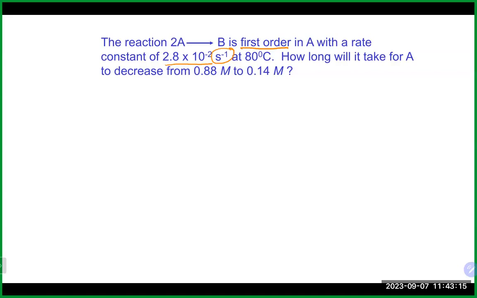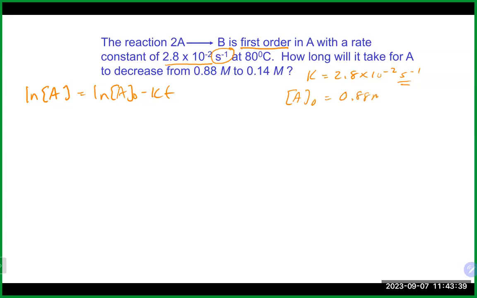So that automatically should tell you that's first order. And again, we should obviously use our first order equation that should go with that. By seeing those units associated with the rate constant, I know it's first order. So we definitely want to use our equation here. At this point, we have our initial concentration, which is 0.88. We have our final concentration, which is 0.14. And that's pretty much all we need to put in.